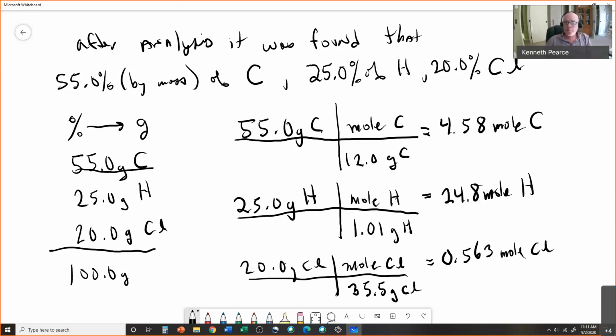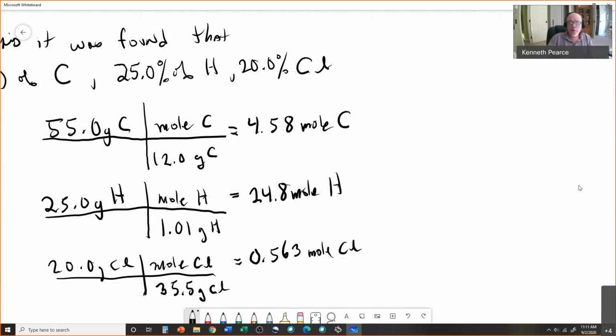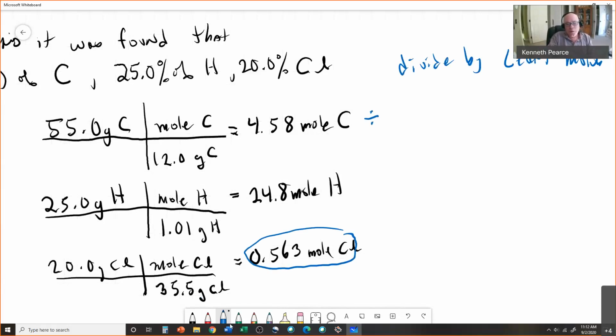Now, the next step is we need to divide by the least number of moles. So I want to divide by least moles. All right, and what's the least moles? The least moles is the 0.563. And so we're going to divide everything by 0.563. So we divide by 0.563, we divide by 0.563, and then finally we divide by 0.563, and we put all of these in our calculator.